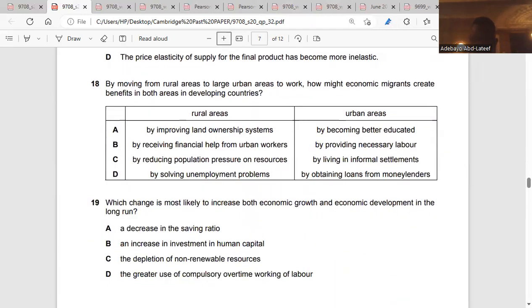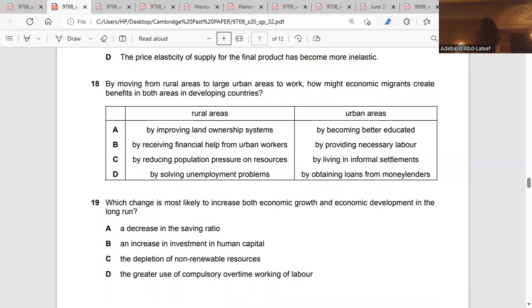Number 18. By moving from rural areas to large urban areas to work, how might economic migrants create benefits in both areas in developing countries? Who are economic migrants? Those that move to a place for a job. So what can they do in the rural area?